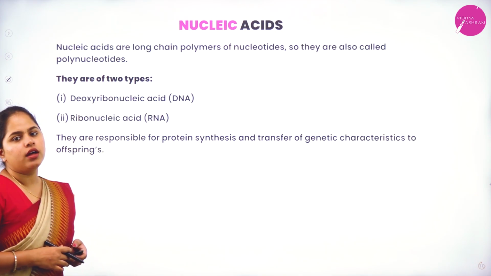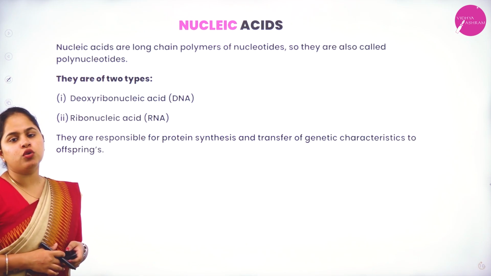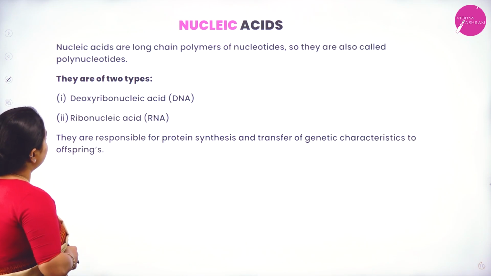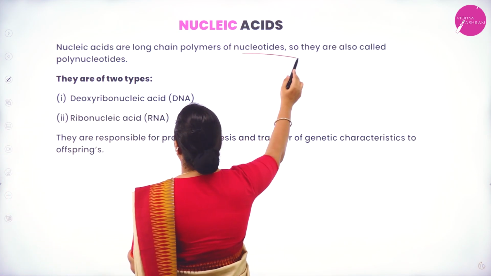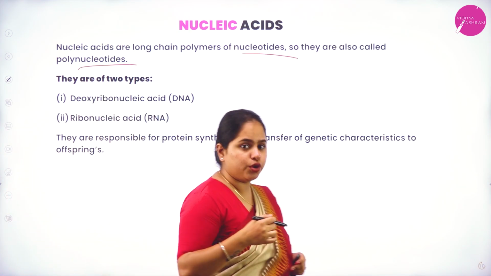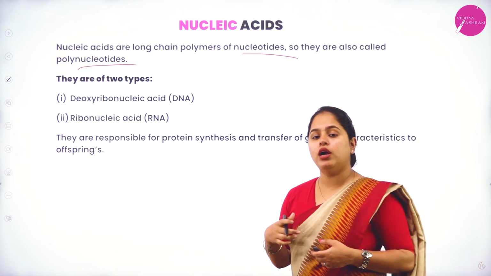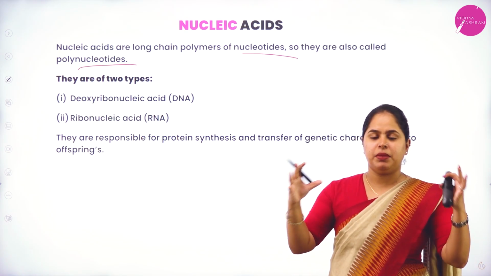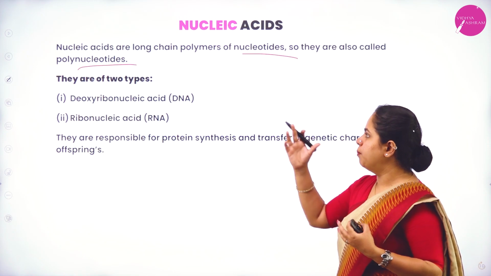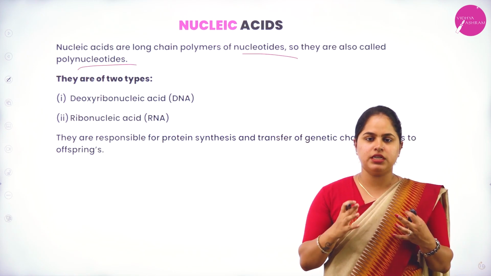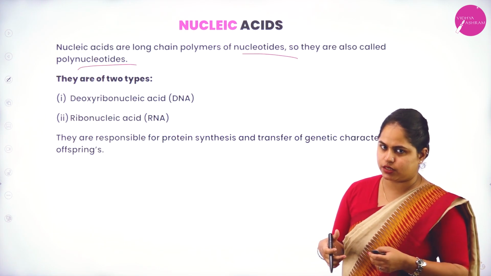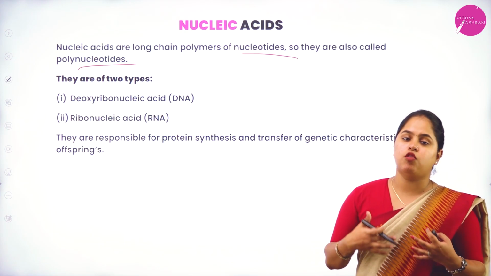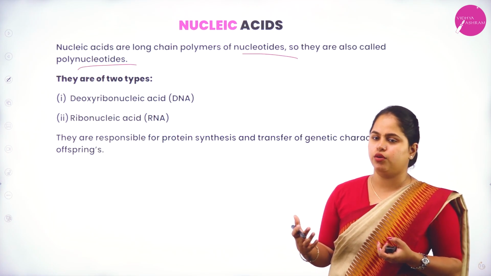Right. Moving on to the last part, that is nucleic acids. So nucleic acids are long chain polymers of nucleotides, so they are called polynucleotides. Nucleic acids are also called polynucleotides because many nucleotide units are bound together as long chain polymers and form nucleic acids. So what are nucleotides and what are nucleosides? All of this we are going to study now.